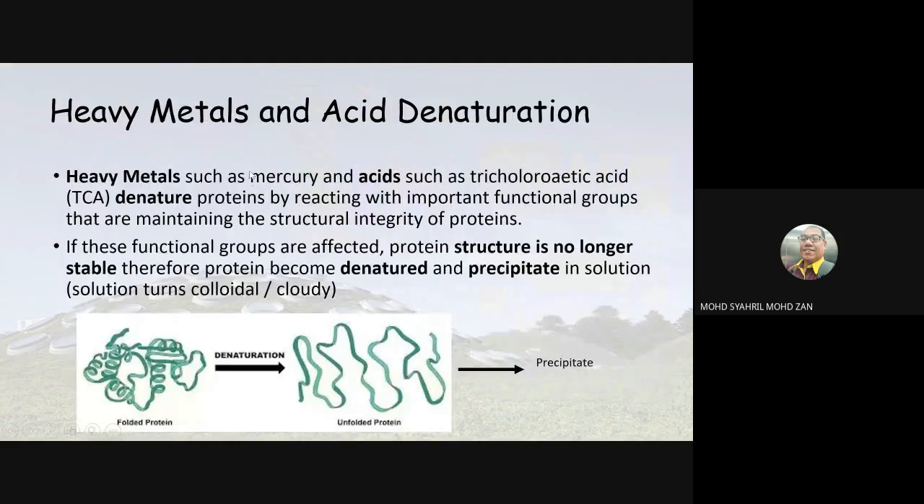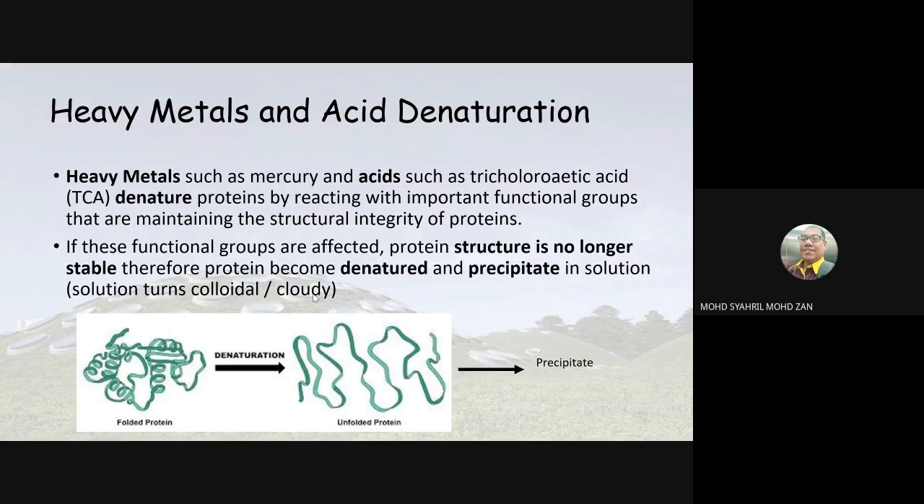Okay. So what about heavy metals? So heavy metals such as mercury and acids. Okay, for example, trichloroacetic acid or TCA, denature proteins by reacting with the important functional groups that are maintaining the structural integrity of proteins. So what is the meaning of denatured? Denatured is when the structure is no longer stable. Okay, sebab apa tak stable? Sebab ikatan telah pun terputus. And then you get the precipitate in the solution. So macam apa masuk solution, apa masuk precipitate, is a solution turns colloidal or cloudy. Itu maksudnya berlaku proses denatured tadi.